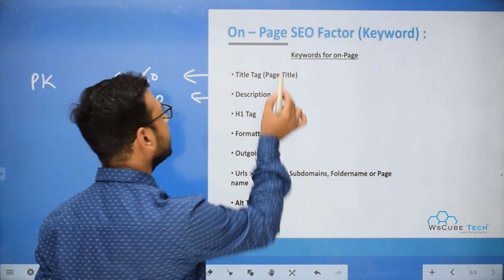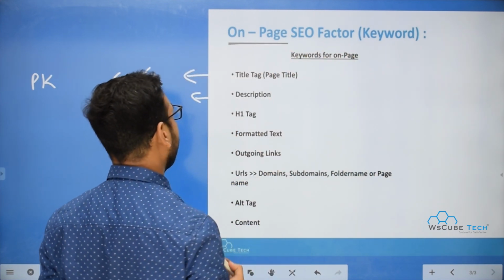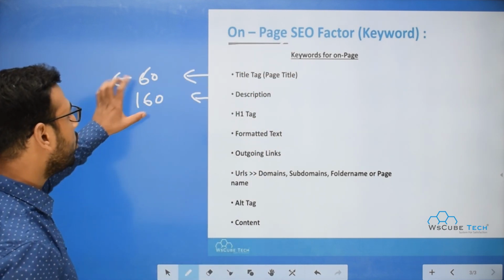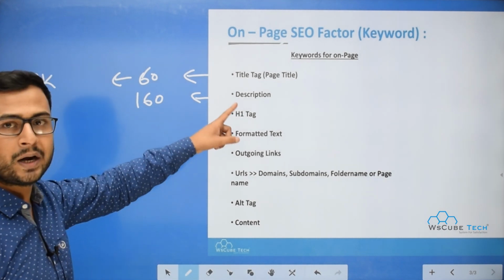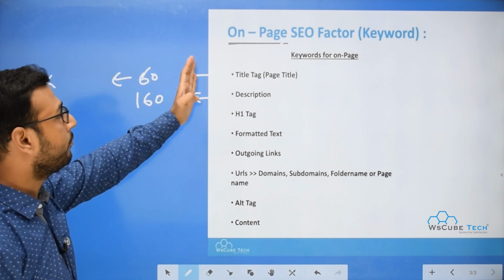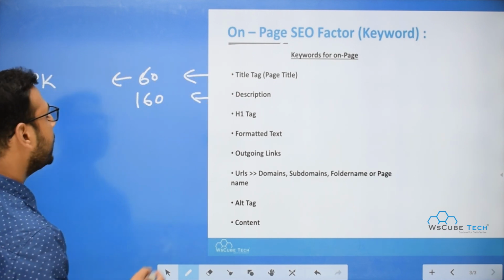For example, if this is your title tag, which is on page SEO factor, then you have to put your primary keyword somewhere over here in the very beginning. Perfect. Same goes with the description also. Same goes with the H1 tag, which is heading 1 tag also. So you have to use your primary keyword at the very beginning of all these 3 elements which we have decided.